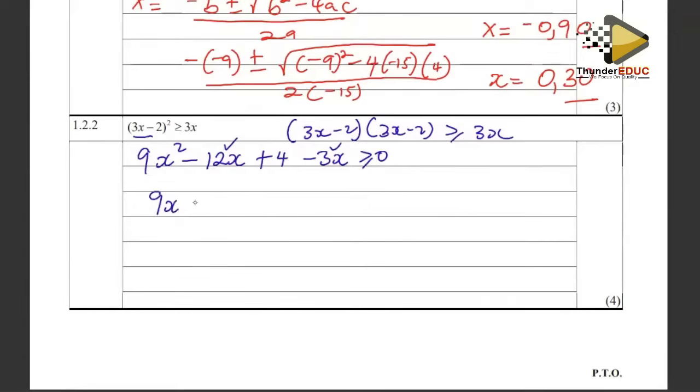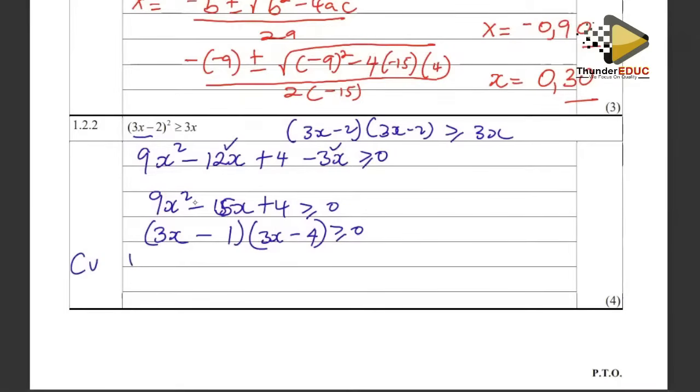So 9x squared minus 15x plus 4 should be greater or equal to 0. Then we can get the factors or use the quadratic formula. So I have a 3x and a 3x, I'll have a 4 and a 1, and then negatives, greater or equal to 0. So my critical values will be basically 1 over 3, and then I'm going to have 4 over 3.